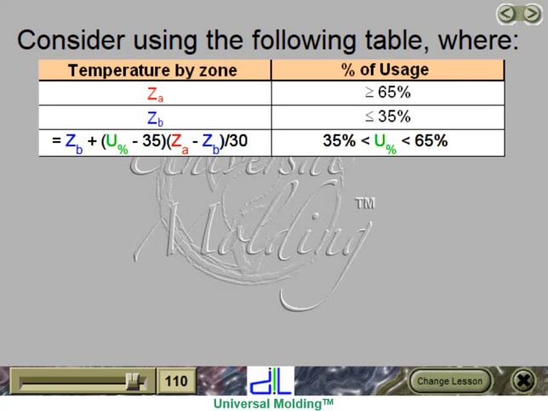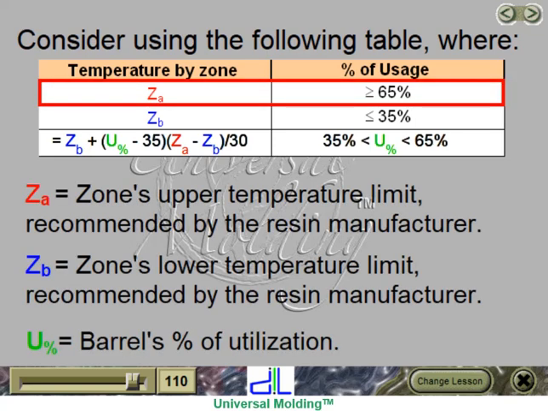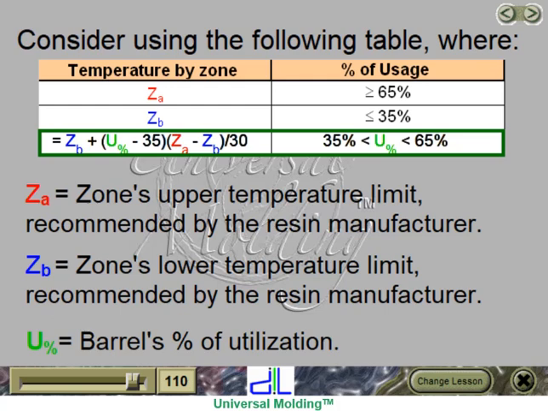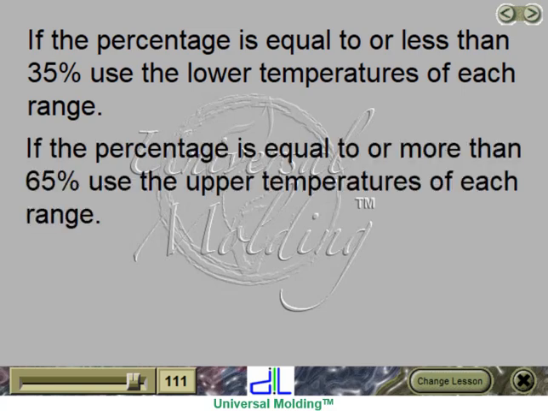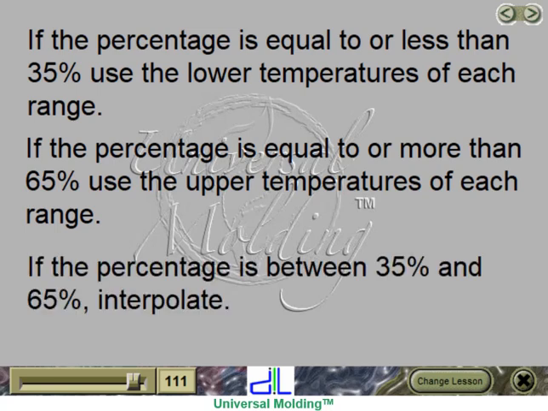Consider using the following table, where the temperature by zone is dependent upon the percentage of usage. Adjust to the zone's upper temperature limit if the percentage of usage is equal to or greater than 65%. Adjust to the zone's lower temperature limit if the percentage of usage is equal to or less than 35%, and interpolate if the percentage of usage is between 35 and 65%. Again, if the percentage is equal to or less than 35%, use the lower temperatures of each range. If the percentage is equal to or more than 65%, use the upper temperatures of each range. If the percentage is between 35% and 65%, interpolate.